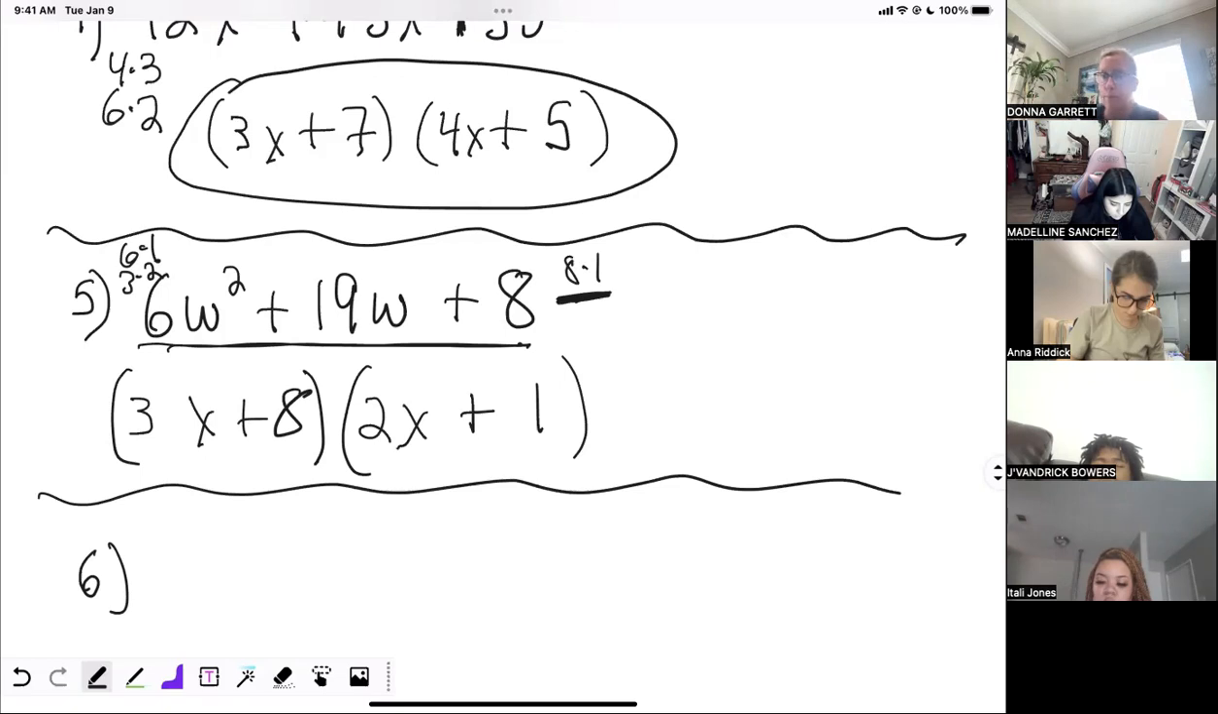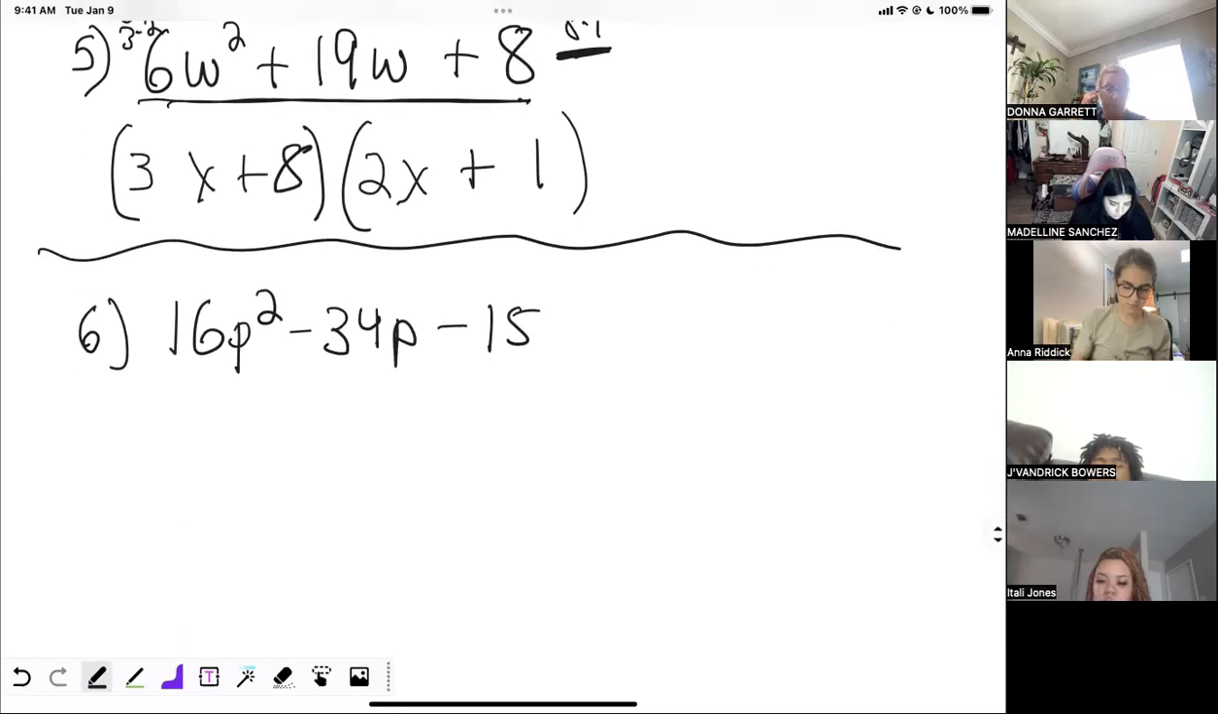Let's try this one. 16p squared minus 34p minus 15. All right, so 4 and 4, 8 and 2, 16 and 1. I don't think it's 16 and 1. I also don't think it's 15 and 1 or 5 and 3. I might also be wrong.